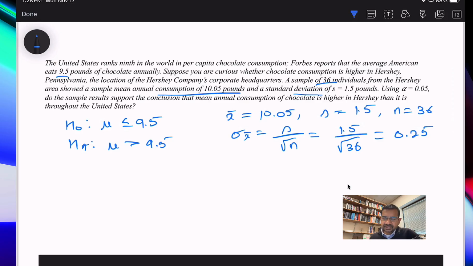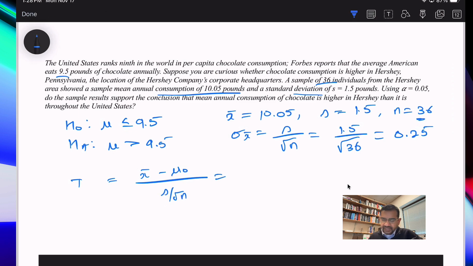Now let's develop our test statistic. Notice that because we do not know the population standard deviation and we are using the sample standard deviation, our test statistic will follow a T distribution with degrees of freedom equal to n minus 1. Our n is 36, so our degrees of freedom will be 35. Our T-stat is our sample mean minus our postulated population value, divided by our standard error of the sample mean, which in our case is s over root n.